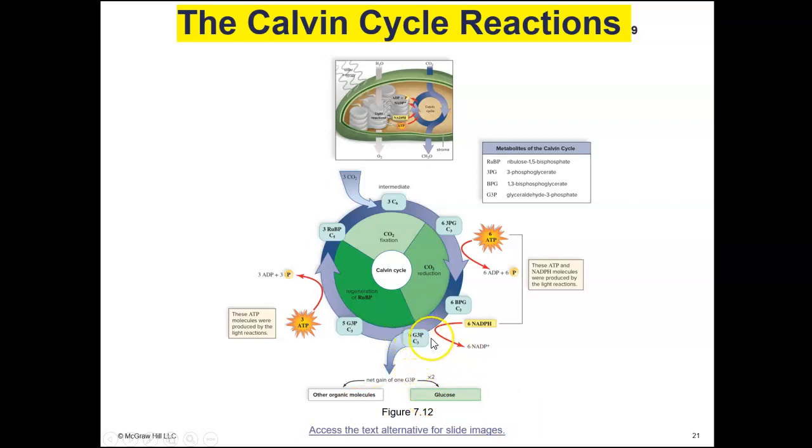Now, for every 6 G3Ps that are produced, 1 can be used to make glucose, and 5 are used to regenerate RUBP so that the cycle can continue. So for every 6, only 1 can be used. 5 go back into the Calvin cycle, they're recycled, and are used to regenerate RUBP.